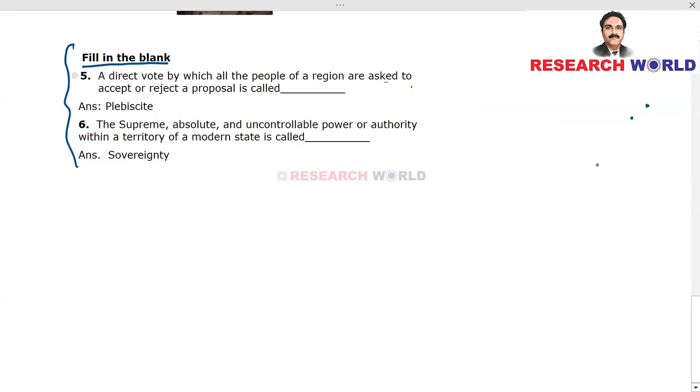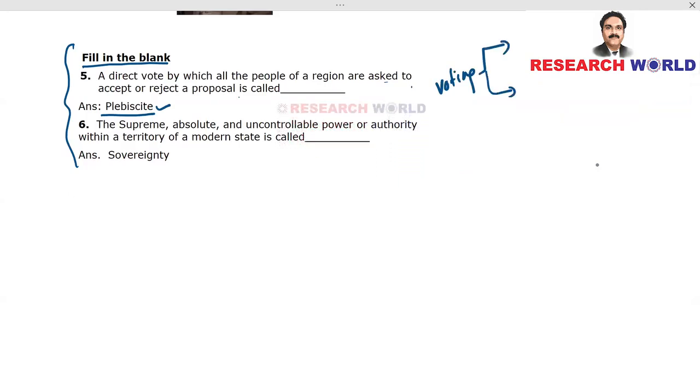The fifth question is a direct vote by which all the people of a region are asked to accept or reject a proposal is called. It's called a plebiscite. Normally, this kind of voting, actually, this involves a voting. But in this case, they'll be asked about their opinion on a particular or a single point issue. For example, amending the constitution of a country.